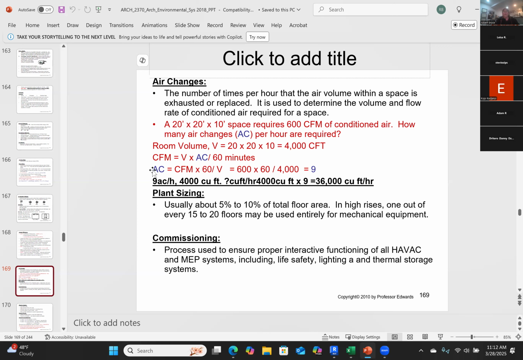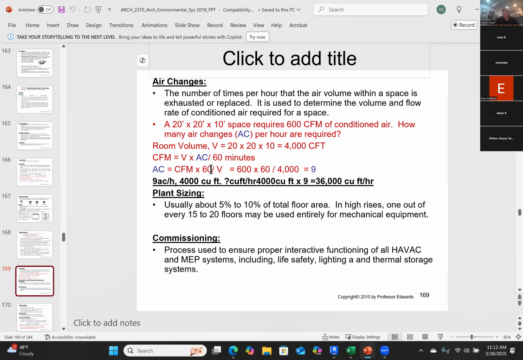600 cubic feet per minute. So air changes per hour is 600 cubic feet per minute times the 60 minutes in an hour. So we're going to multiply that times 60 divided by V, which we said was the volume, which is 4,000 cubic feet. So how many cubic feet per minute of air do we need? We need 9 air changes per hour.